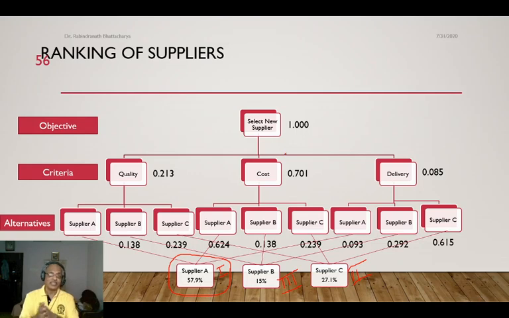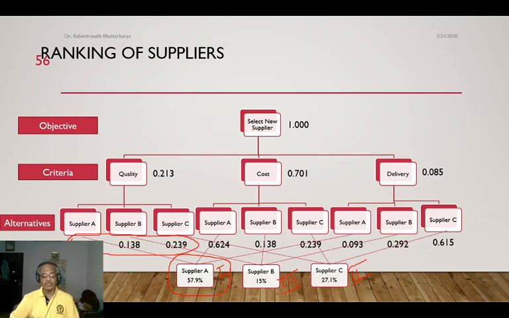So if we take the hierarchy chart, it looks like this. Select a new supplier, 1. Criteria 0.213, 0.701, 0.085. And for the alternatives, supplier A, supplier B, supplier C, if you add these three numbers, you will get 1. So out of 21.3%, 62.4% is taken by supplier A, 13.8% is related to supplier B, and 23.9% related to supplier C.